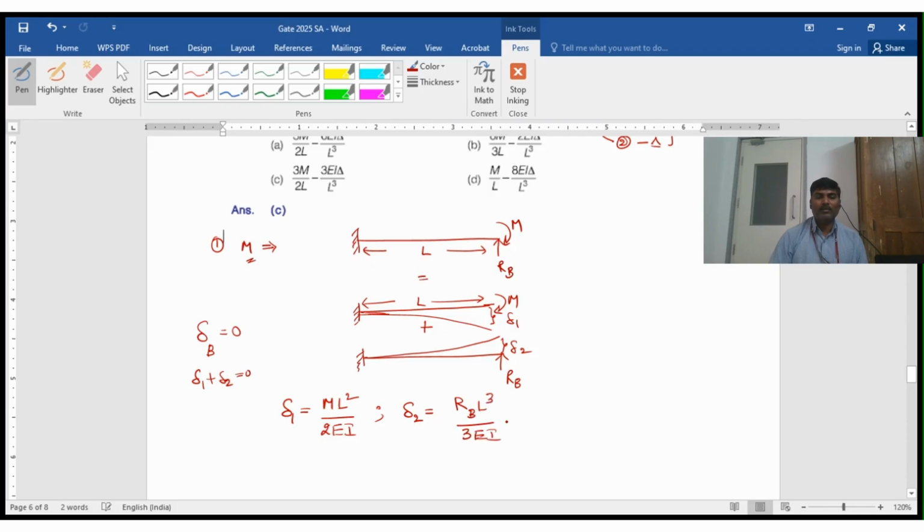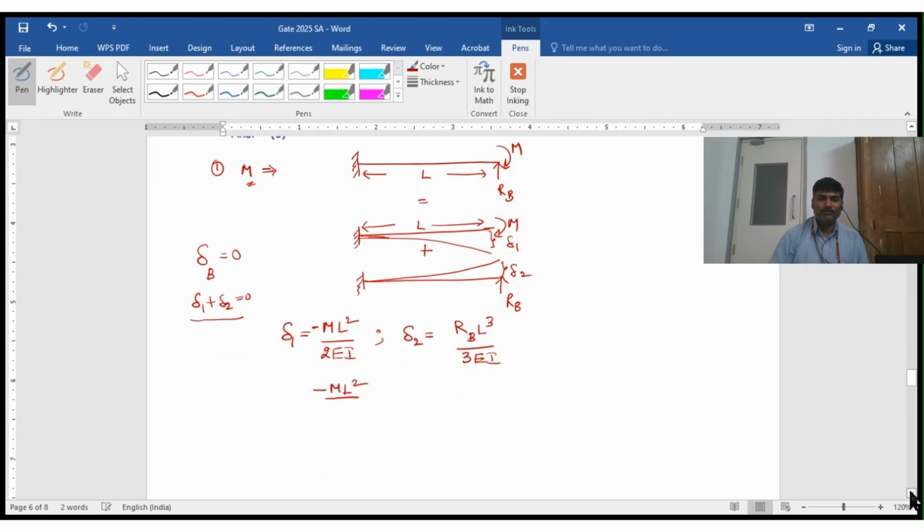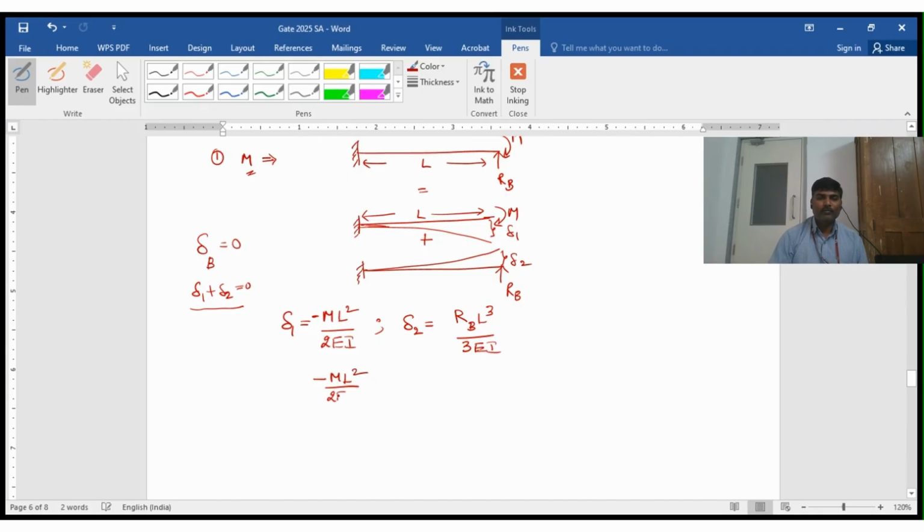So the question says all the upward deflections are positive. So this is downward, so I'll give it a negative sign here. Now if you apply this condition, it is minus ML square by 2EI plus RB L cube by 3EI is equal to 0. So now what will be the RB value?